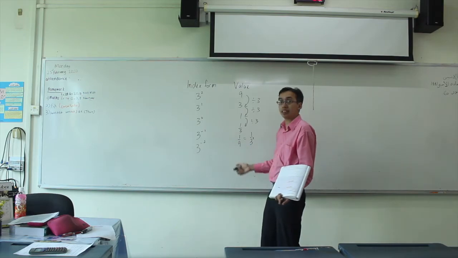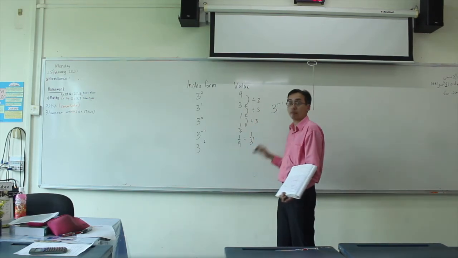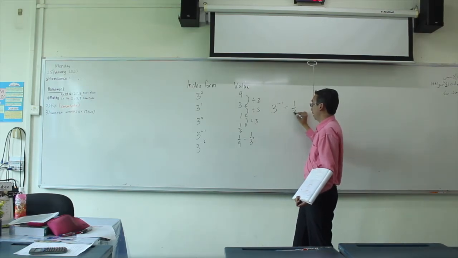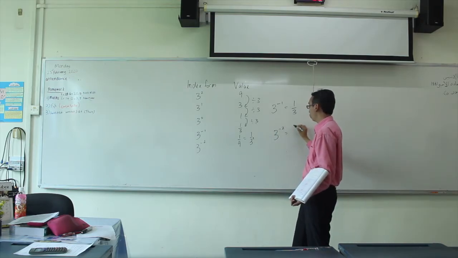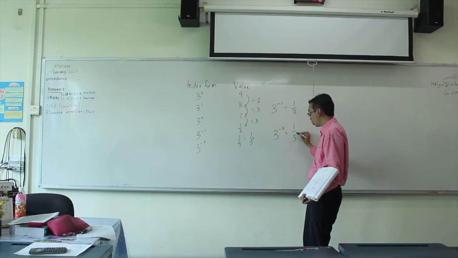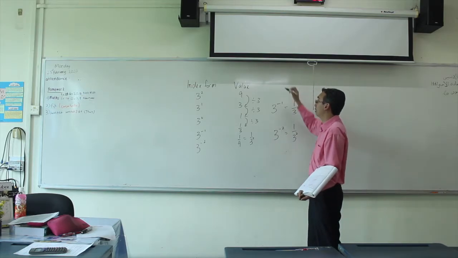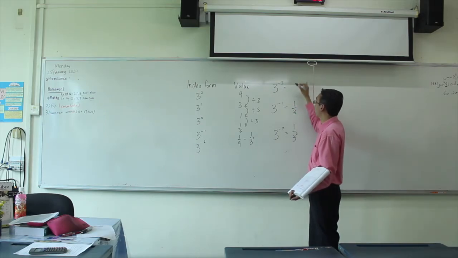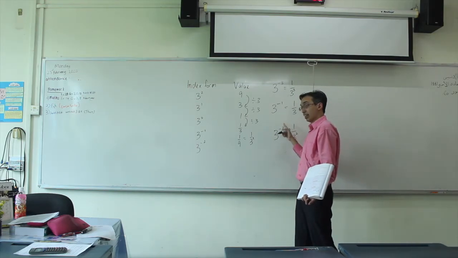So there seems to be a pattern with these two. What is the pattern? If it's 3 to the power of negative 1, the number is 1 over 3. If it's 3 to the power of negative 2, it's 1 over 3 squared. So if I ask what is 3 to the power of negative 3, I think most of you will say that it's 1 over 3 cubed. So you see the pattern.